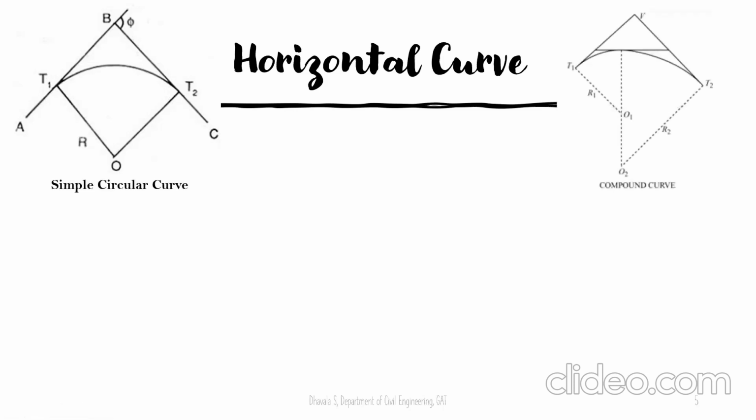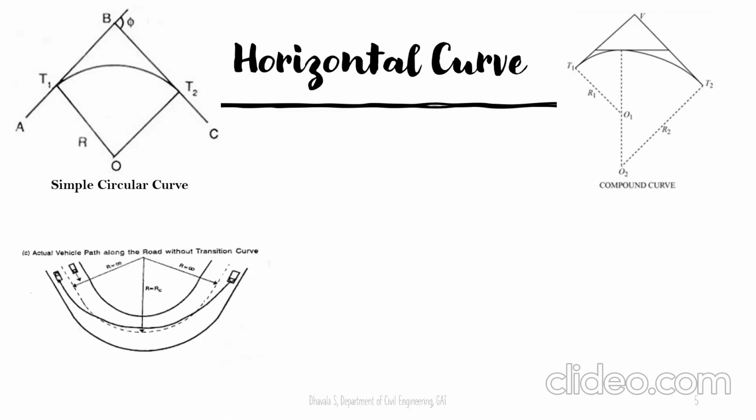Coming to compound curve, we have three lines over here, T1V, VT2, and there is one more line. We are supposed to set out a curve between these three lines. So we have got R1 as one radius and R2 as another radius. Any curve which has two or more radii in it, we call a compound curve.